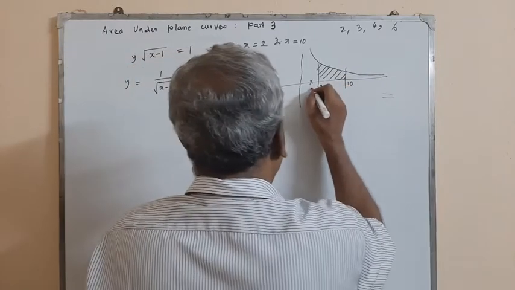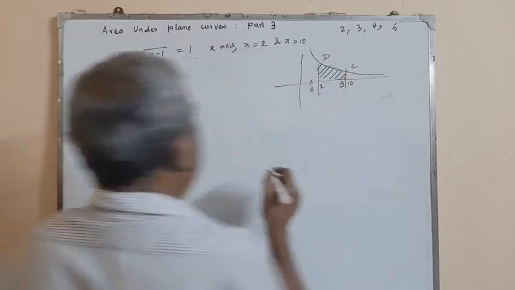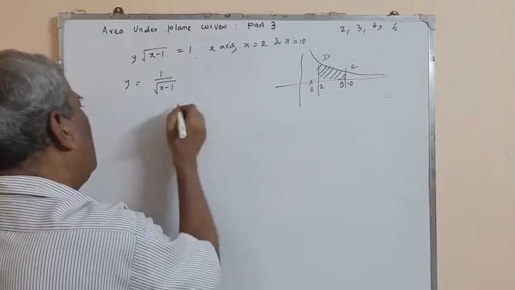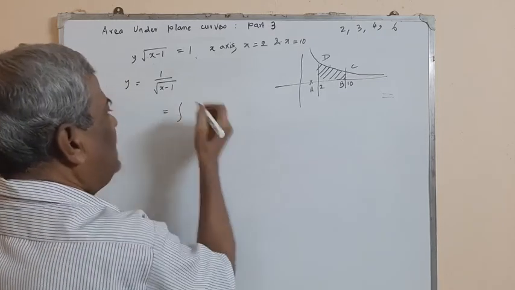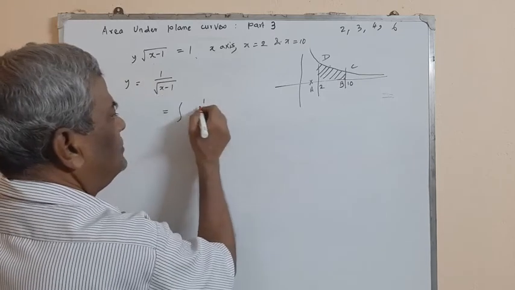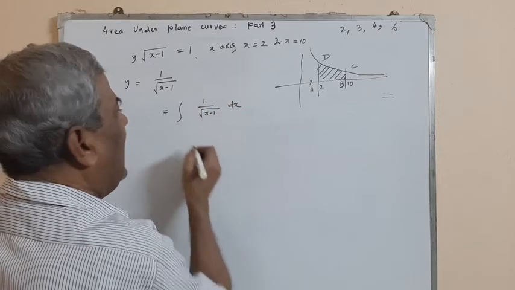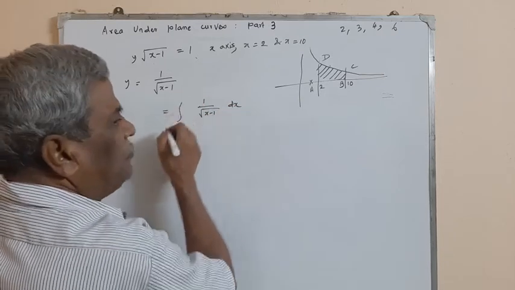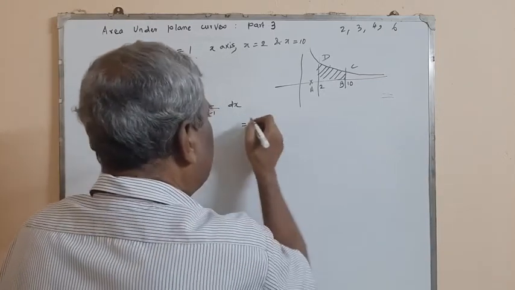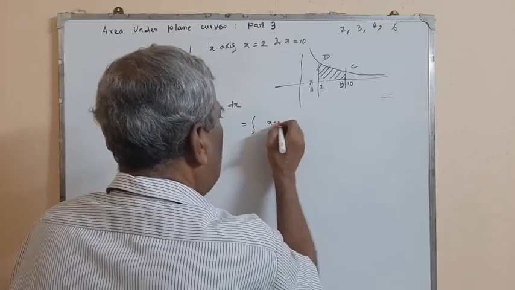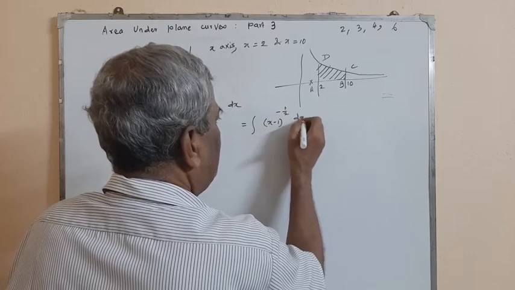Let it be A, B, C, D. So the required region is ABCD, and the area is the integral of y dx. Y is 1 upon root over of x minus 1, into dx, with limits from 2 to 10, so that it is equal to the integral of x minus 1 to the power minus half dx.